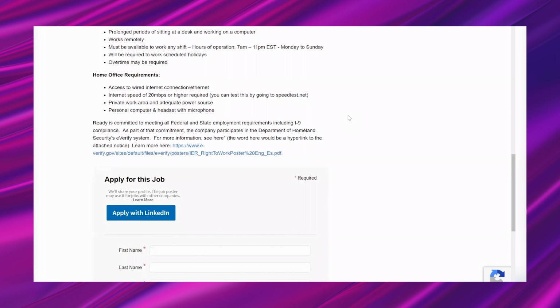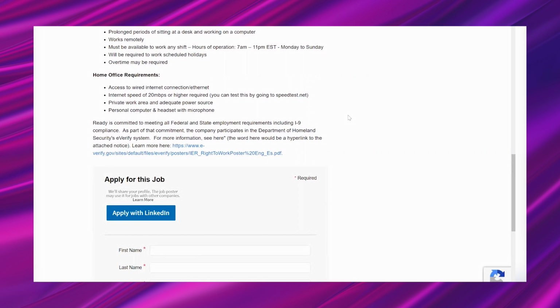And then it says home office requirements, access to wired internet connection, Ethernet, internet speed of 20 Mbps or higher required. You can test this by going to speedtest.net, private work area and adequate power source, personal computer and headset with microphone. And it says Ready is committed to meeting all federal and state employment requirements, including I-9 compliance.